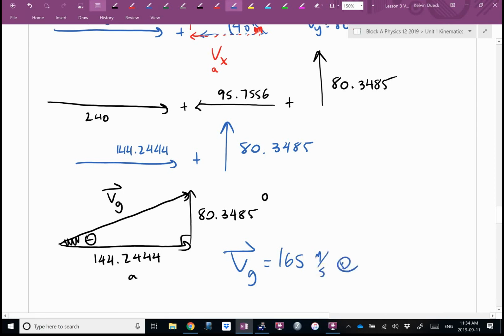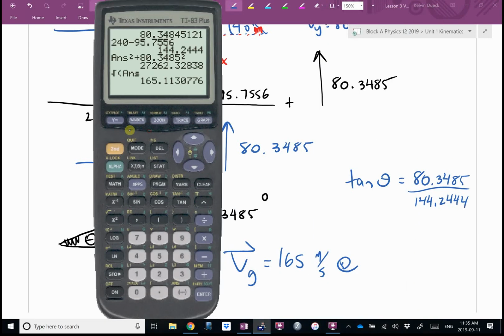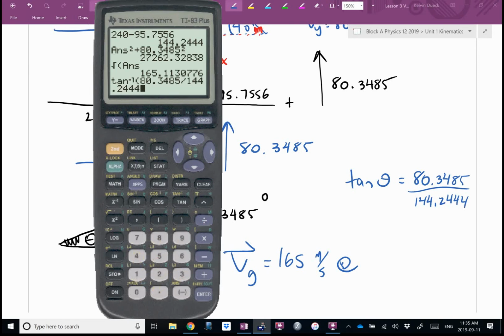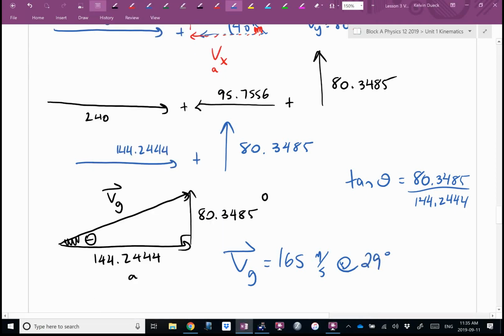At, it's going to be tangent again. Shift tan of 80.3485 divided by 144.2444. 29 degrees north of east.